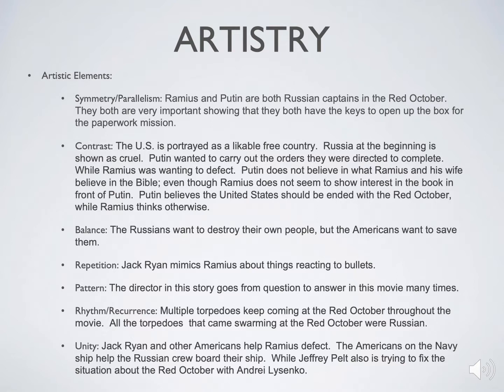Russia at the beginning is shown as cruel. Putin wanted to carry out the orders they were directed to complete, while Ramis wanted to defect. Putin does not believe in Ramis and his wife's belief in the Bible. Even though Ramis does not seem to show interest in the book in front of Putin, Putin believes the United States should be ended with the Red October, while Ramis thinks otherwise.